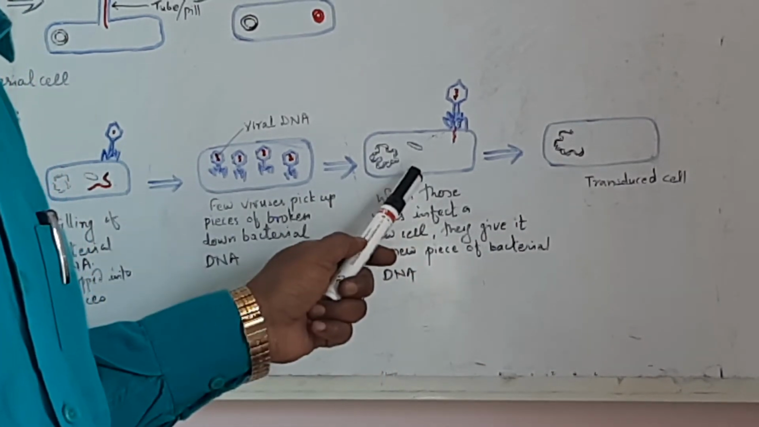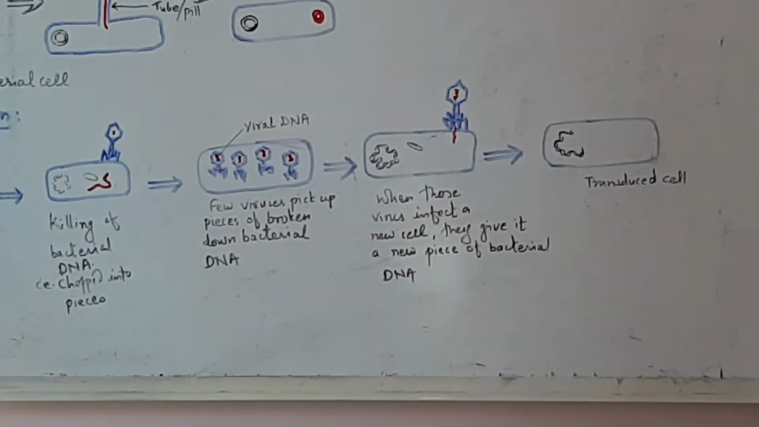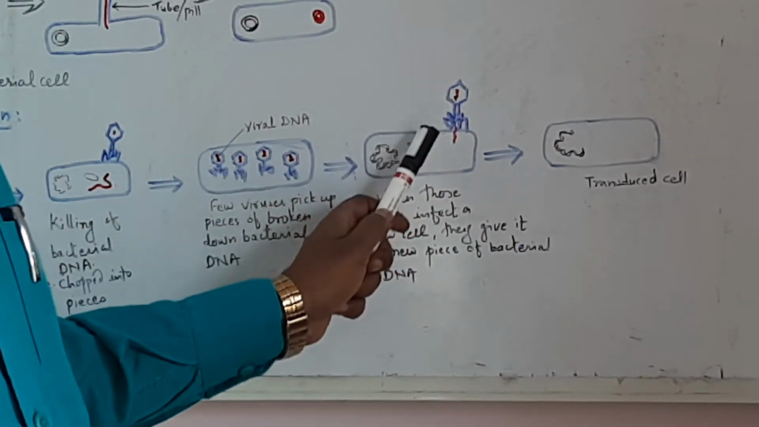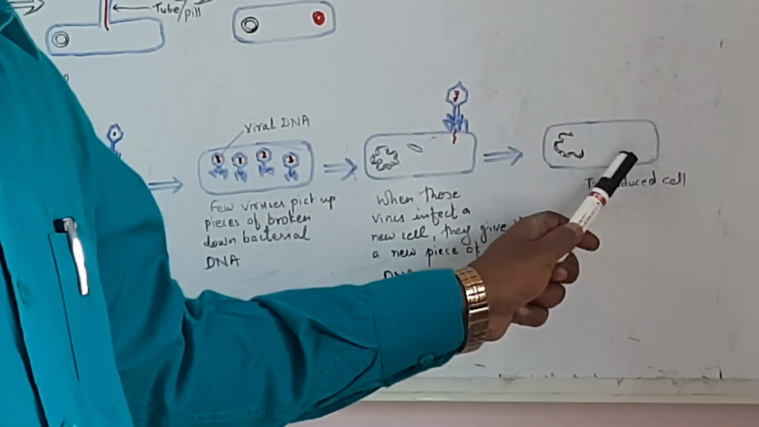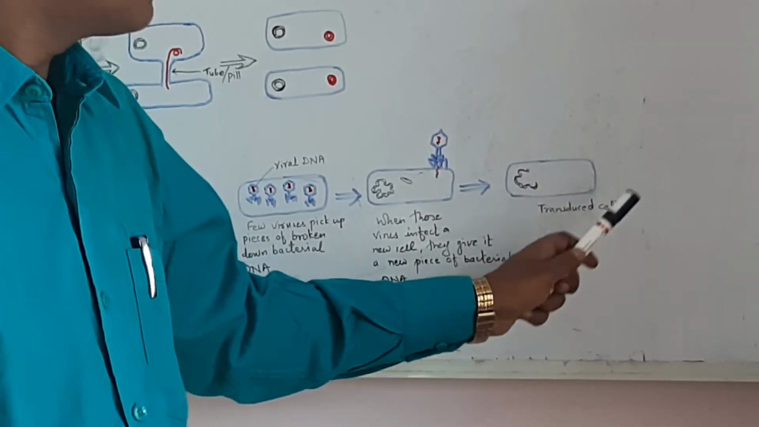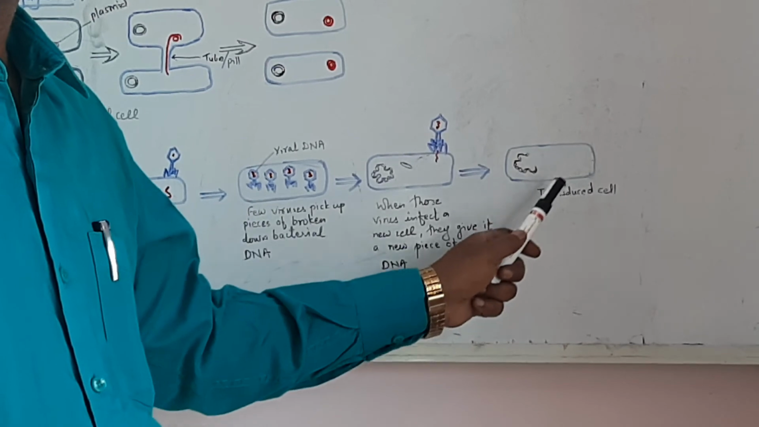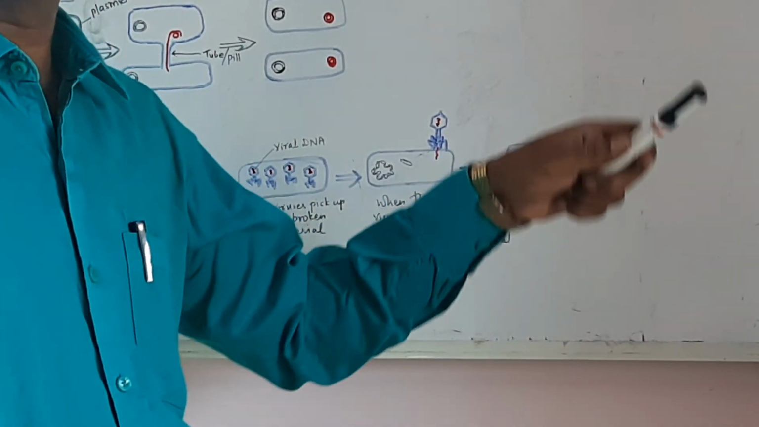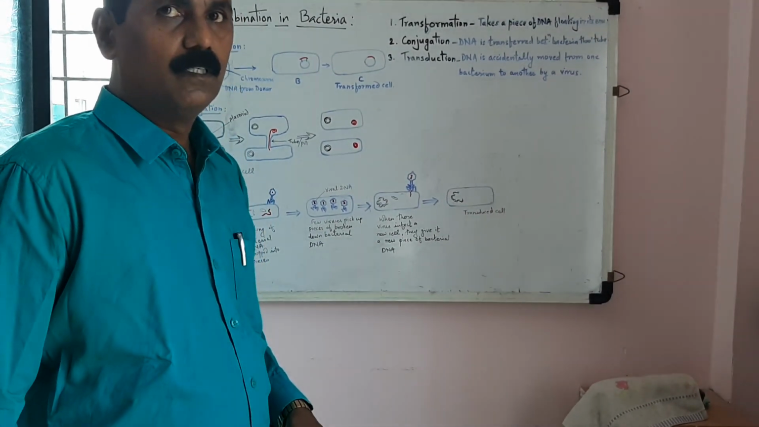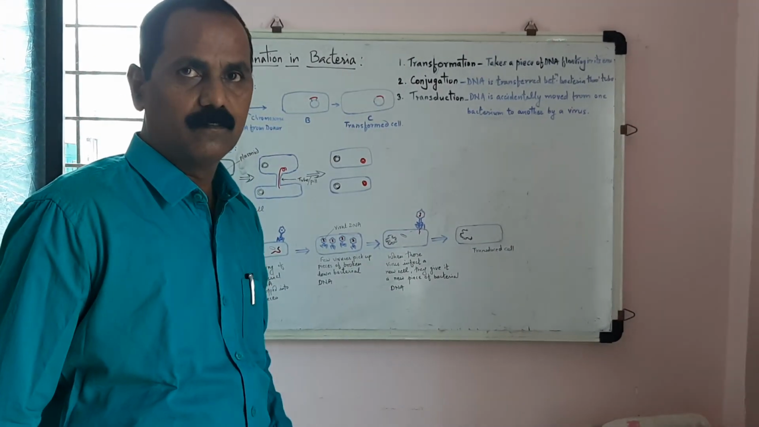bacterial cell. After the infection, the segment of DNA that is carried by the viral DNA, that is the bacteriophage, is in the other bacterial cell, and now this becomes a transduced cell, that is, the recombined DNA that enters the next bacterial cell. And this is all about the topic recombination in bacteria. Thank you.